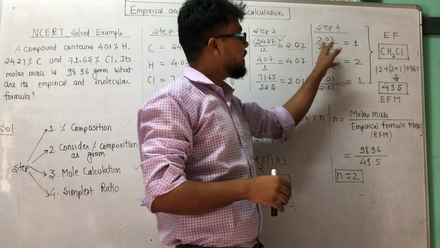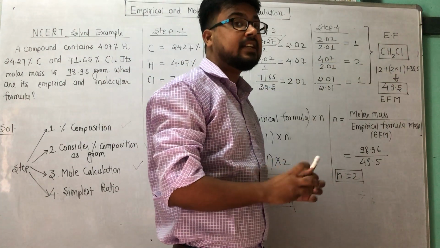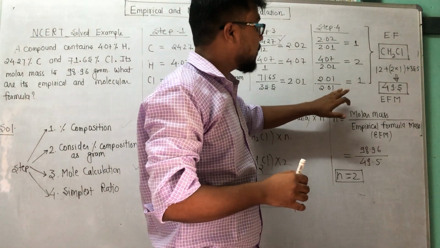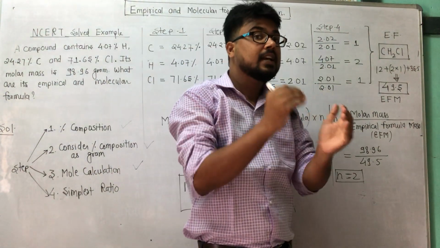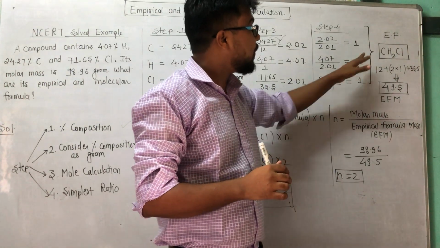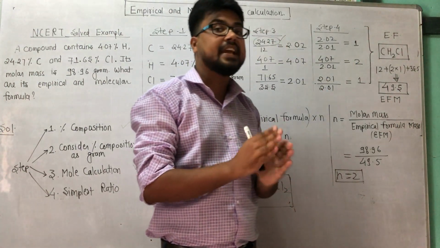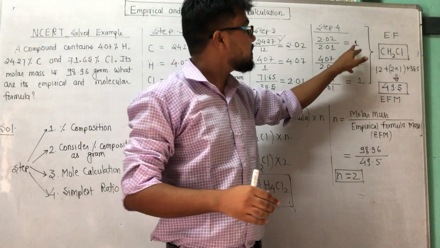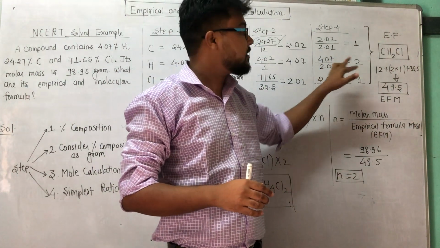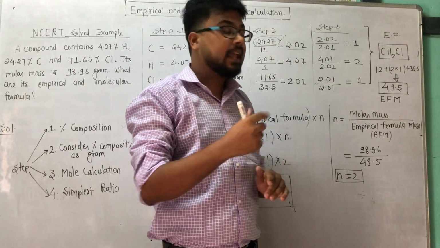So the answer is 1, 2 and 1. What is this? It is the simplest ratio for carbon, hydrogen and chlorine, and the simplest ratio is actually the empirical formula. So the empirical formula of the compound will be CH2Cl, because the simplest ratio value for carbon is 1, for hydrogen it is 2, and for chlorine it is again 1.